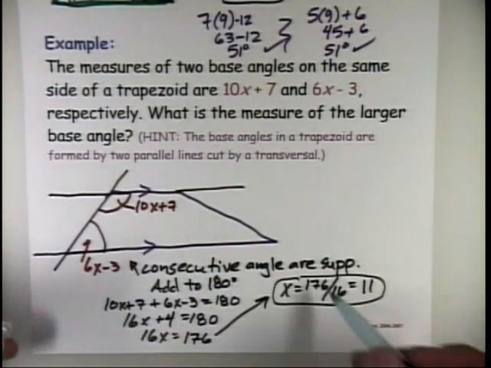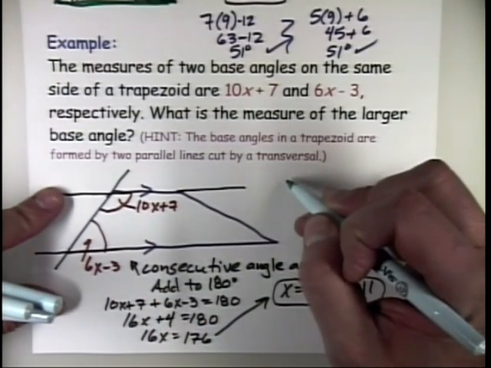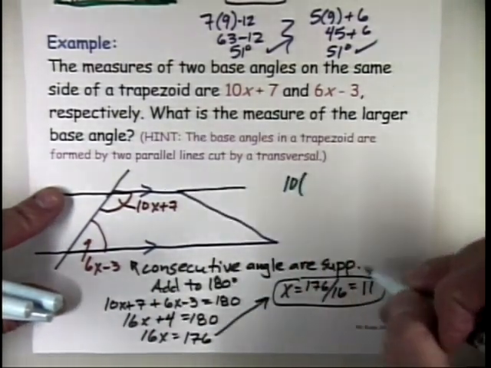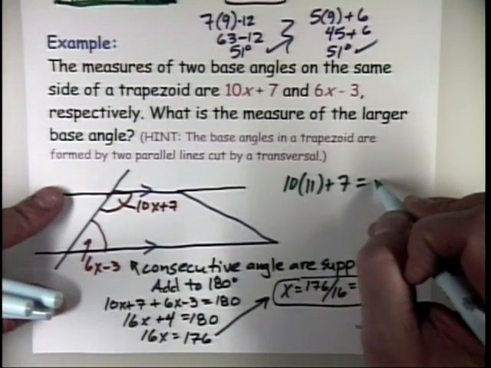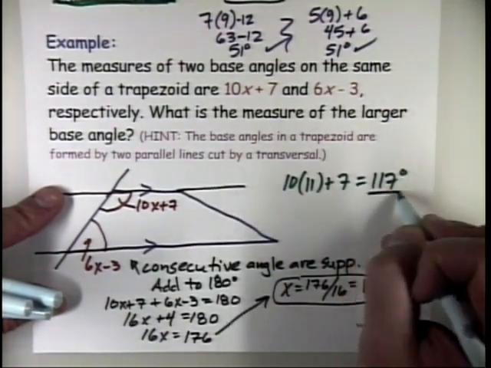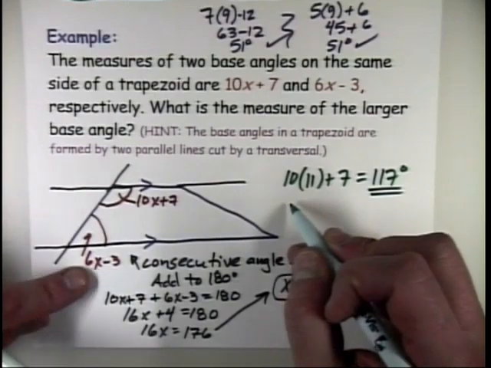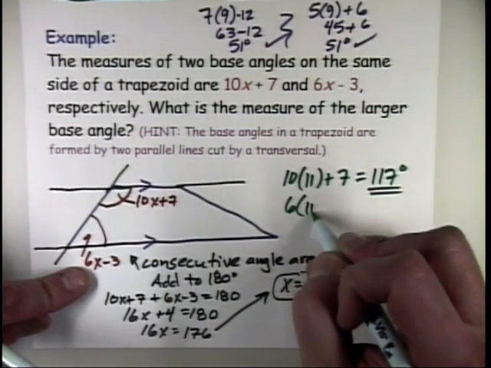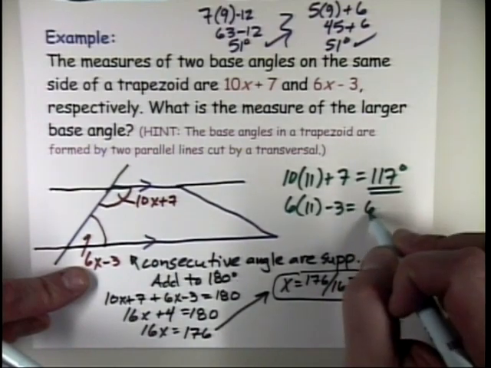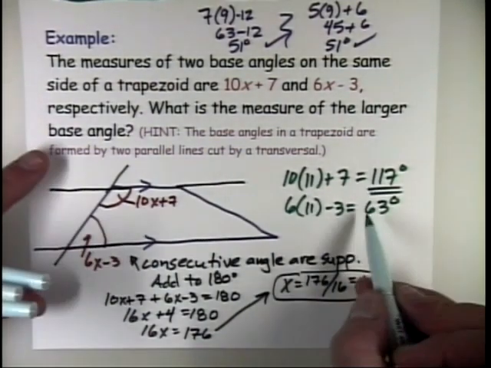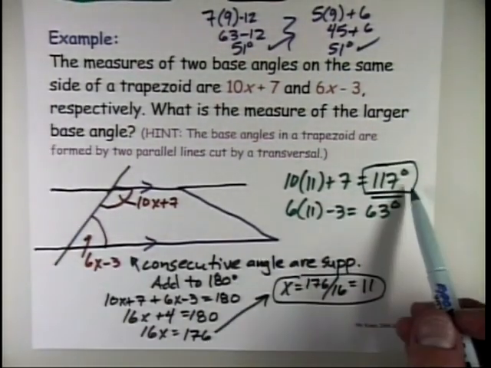Well, if you're not sure, we can plug it in and evaluate both of them. So the first angle would be the 10x plus 7, and I'm going to multiply now 10 times 11 plus 7, and 10 times 11 plus 7 comes out to 117 degrees. So that appears to be the obtuse one, and just to check, I'll plug it into the other one. The other one's 6x minus 3, so that's 6 times 11 minus 3. That's 66 minus 3, which is 63 degrees. And so definitely 117 is larger than 63. So the answer to the question is 117.